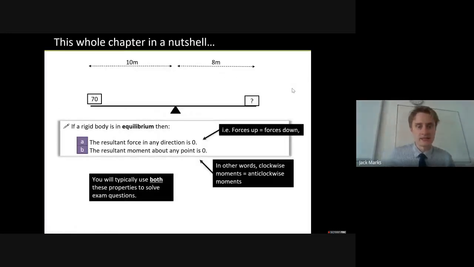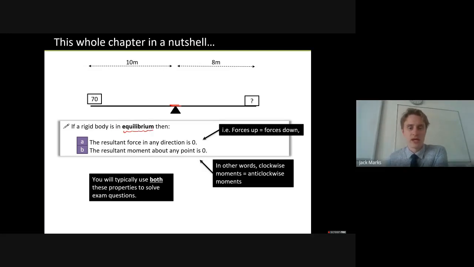Let's take a look at section 4C. So this is where you start to get to the really common questions, and it uses everything we've done so far. So in a nutshell, this is the chapter. Often it will talk about a rigid body. That's this rod here, this plank, okay? Could be a plank as well. There you go. It will say that it's in equilibrium.